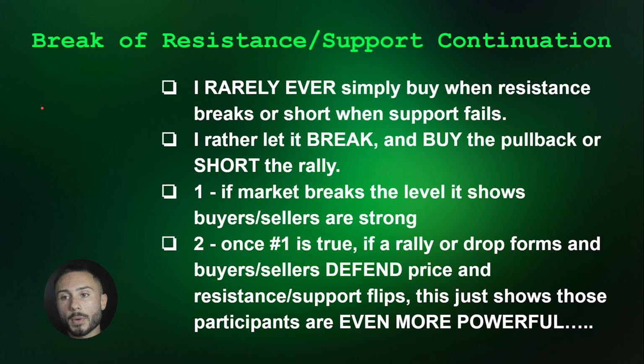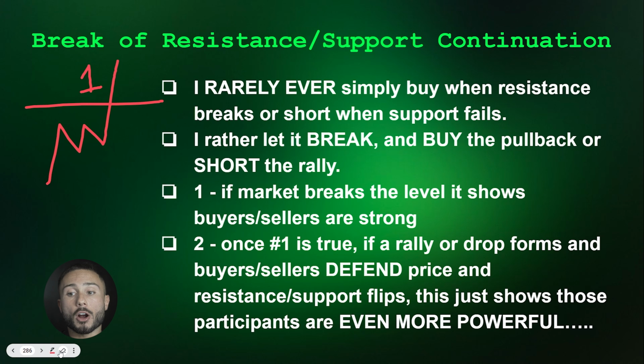Number one, let's say we have a resistance level right here and the market goes and breaks the resistance level. Point number one is this right here. If it breaks, we can validate that buyers and sellers are strong. And this is if we're playing continuation. So point number one, we validated that it was strong.